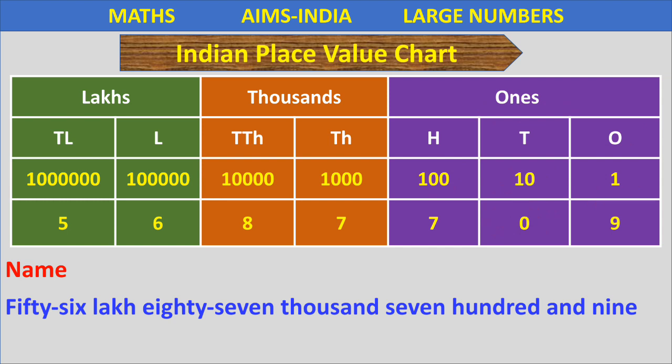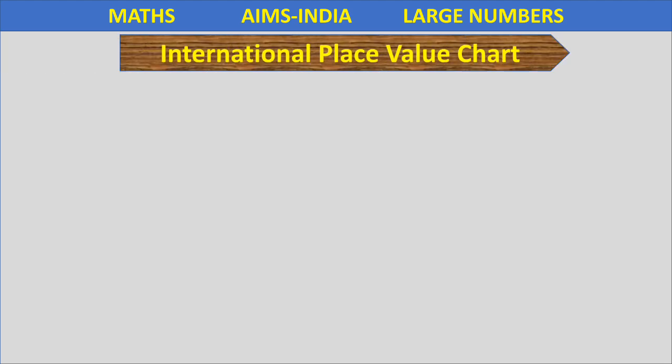Yes, children? Now how did we read this number here? 56 lakhs, as it is in lakhs period. 87 thousands, as it is in thousands period. And 709. Clear, children? Yes, Indian place value chart we already know. Now let us move to the international place value chart.